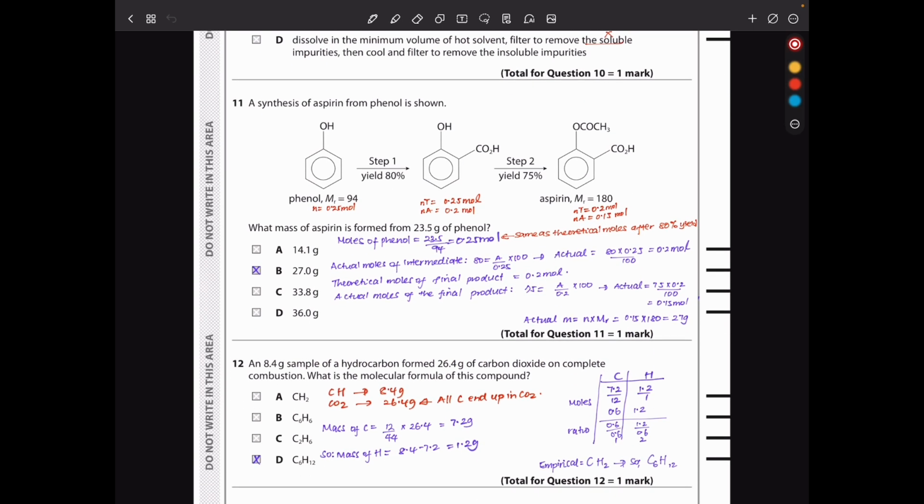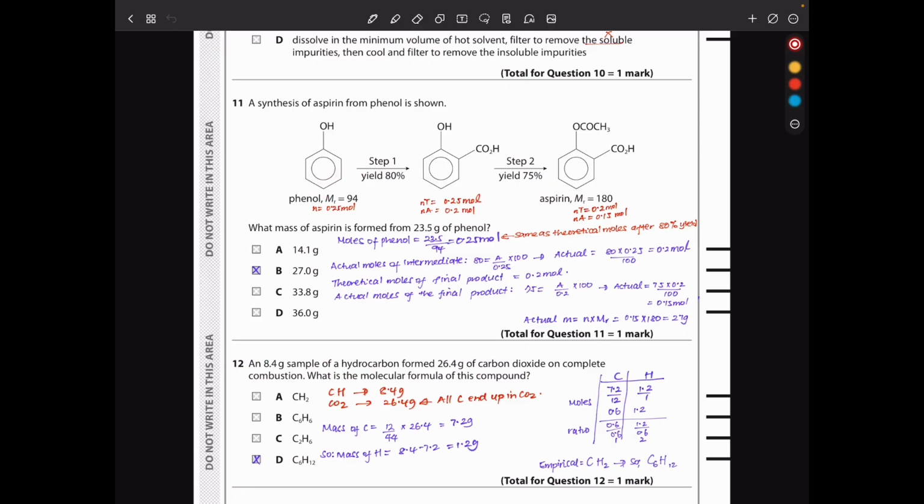In question 11, a synthesis of aspirin from phenol is shown. So we see this giving us that R is the intermediate part, and then finally we see a product. They've given us the corresponding relative molecular masses, and they ask what mass of aspirin is formed from 23.5 grams of phenol. So if this is the starting amount and they've given us 23.5 grams, I'm going to find the number of moles of this.